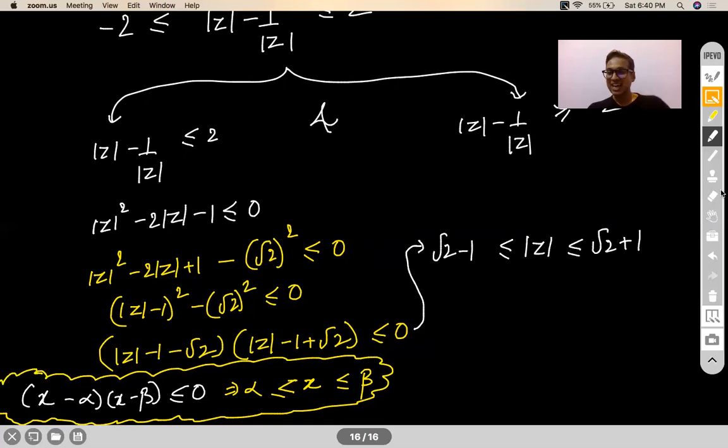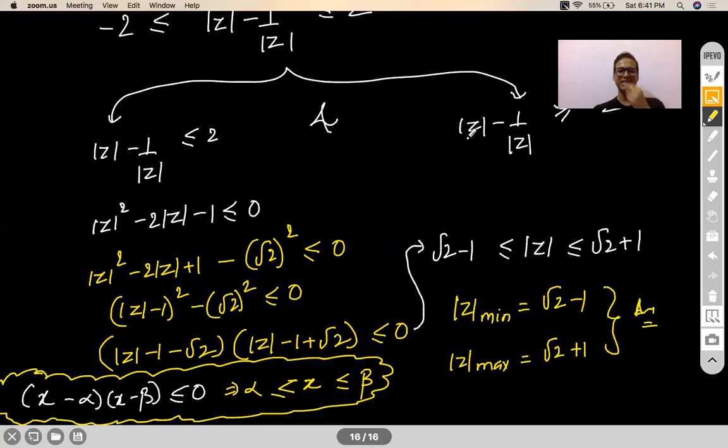Correct? And there you go, we are done. If mod z is greater than or equal to some quantity, that means its minimum value is root 2 minus 1. And if it is less than or equal to some quantity, it means its maximum value is root 2 plus 1. There you go. This is your answer. Okay. You don't even have to solve the second one. Okay. This is one of the favorite questions that JEE and other competitive exams ask.